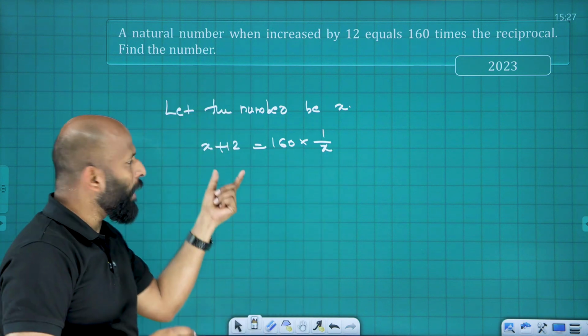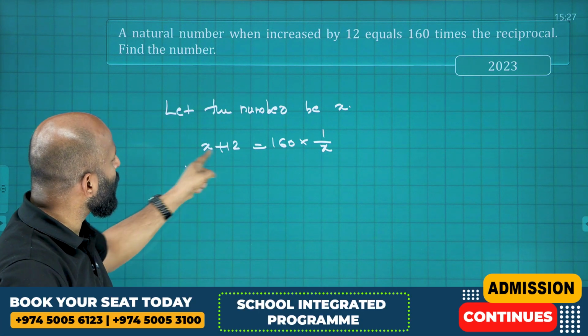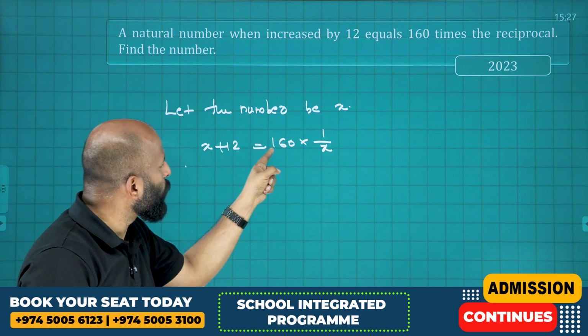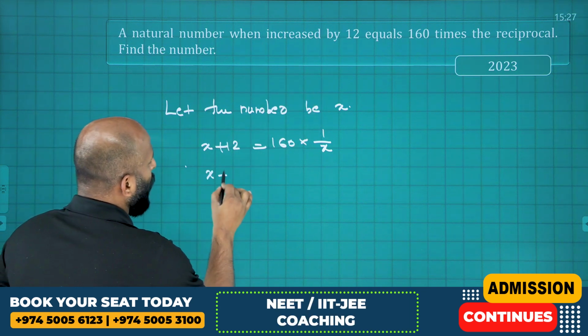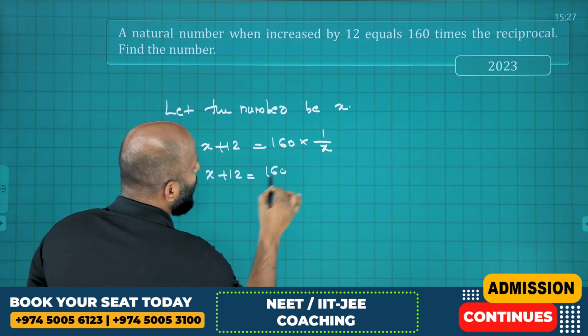Hope all of you understood how we have taken the natural number increased by 12. So x plus 12 is equal to 160 times its reciprocal. Now x plus 12 is equal to 160 divided by x.